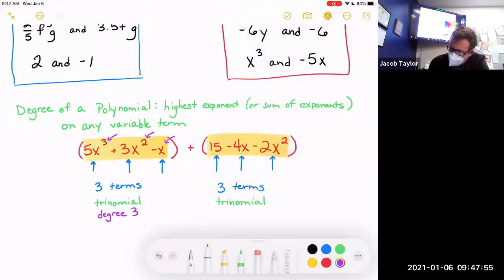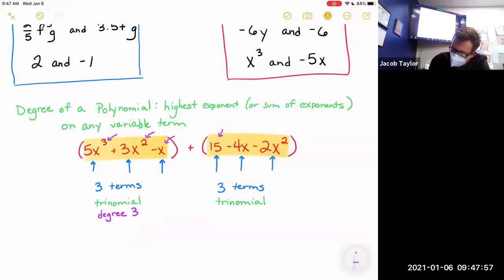And let's check out the degree. What's the highest exponent that we have? The first term has no variable, so that one has an exponent of 0. For x, the variable has an exponent of 1, and there's an exponent of 2. So this is a degree 2. The highest exponent is 2.